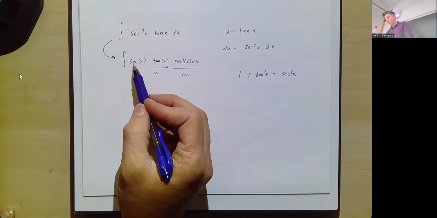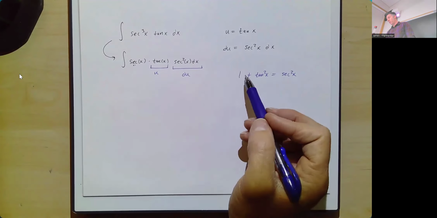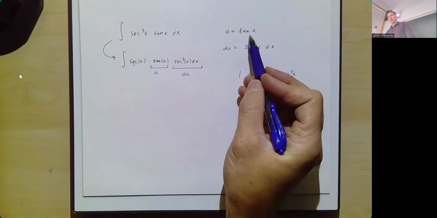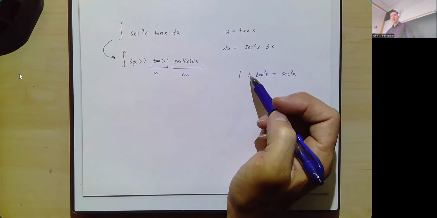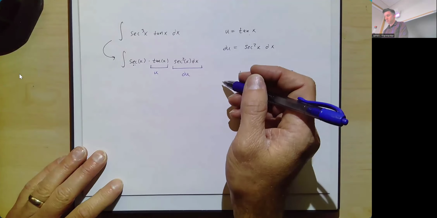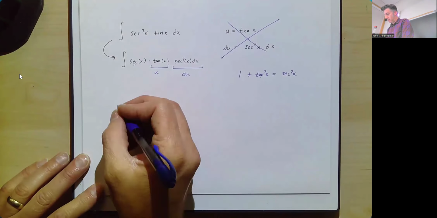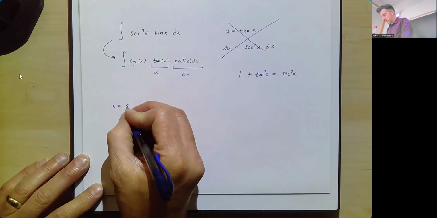So if that was secant squared, I would be in a good spot because I could replace secant squared with 1 plus tangent squared, and then tangent would be u, so it'd really be 1 plus u squared. But I just have secant, that's not helpful. So this is probably the wrong choice. Instead, we should have tried letting u equal secant of x.